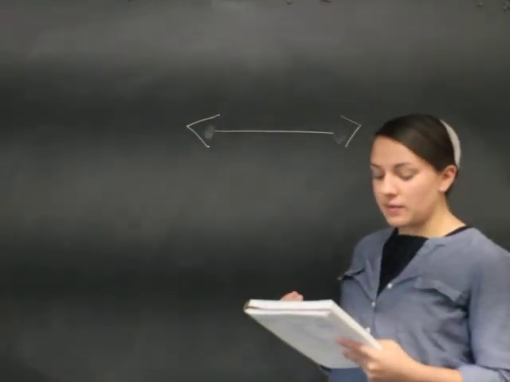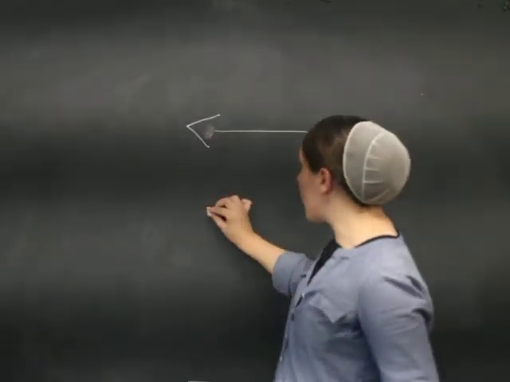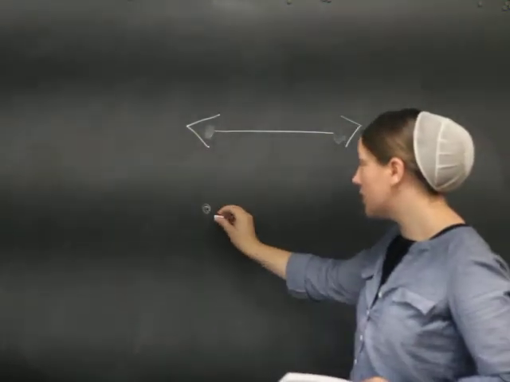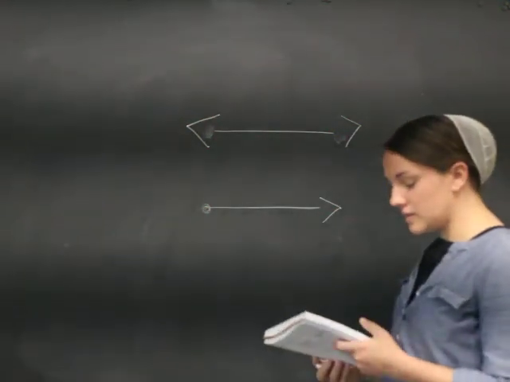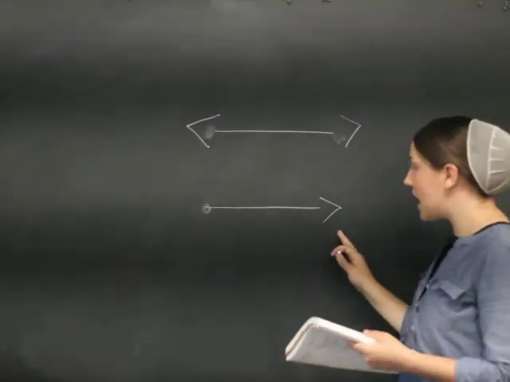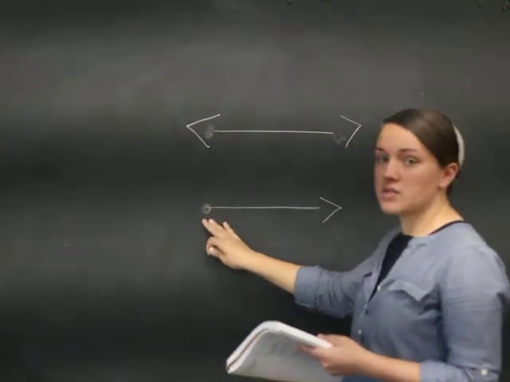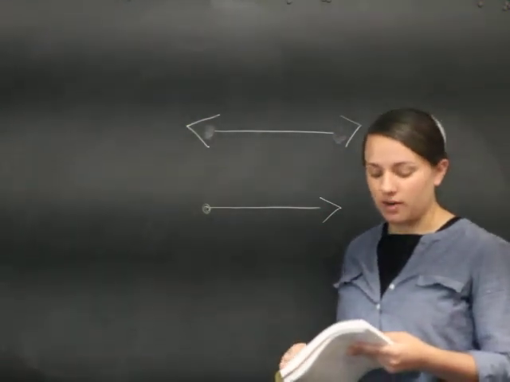Now, something else that we have is a ray. Okay? Now, a ray has a beginning point. See the point here? But it has no ending point. On this side, it goes on forever. Okay? So here is where it starts, but then it comes this way and goes on forever in that direction.